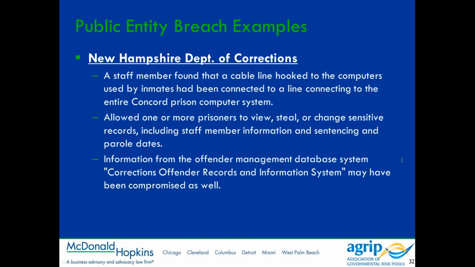This is a great one, the New Hampshire Department of Corrections. A staff member there found that a cable line was hooked to the computers used by inmates and had been connected to a line that was linked to the prison system. Long story short, it allowed one of the prisoners to view, steal, and even change sensitive data, including parole dates and sentencing dates. Not a good thing to change. Information from the management database system and the corrections officer offender records and info system was also compromised.